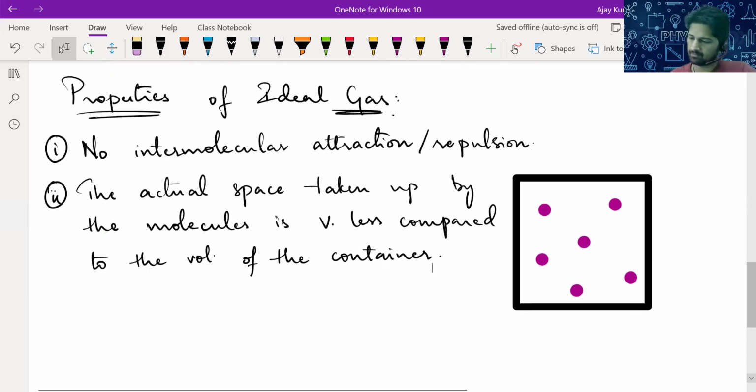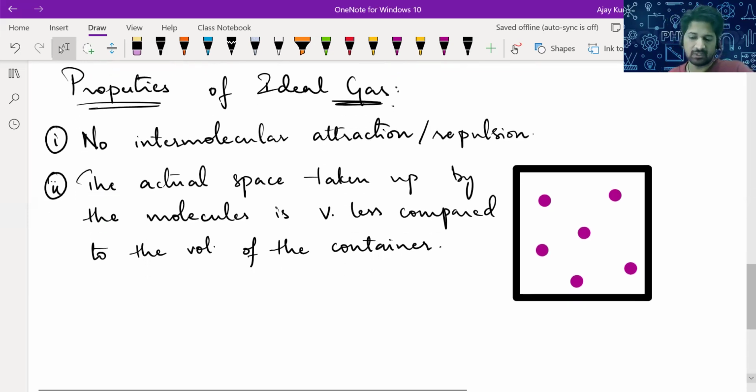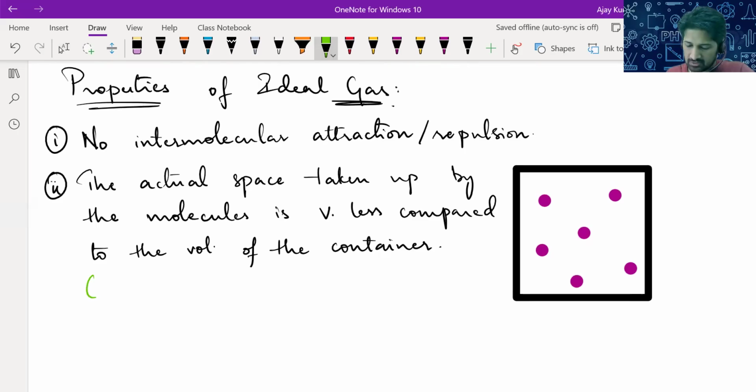Now, how is this possible? The actual space taken up by the molecules is very less compared to volume of the container. How is that possible? That is possible if the molecules are very small compared to dimensions of the container.